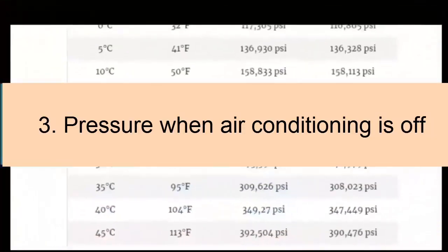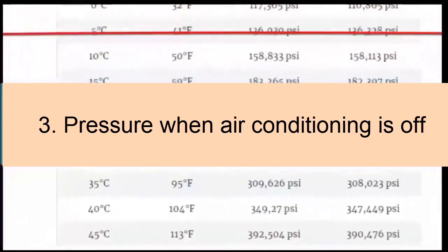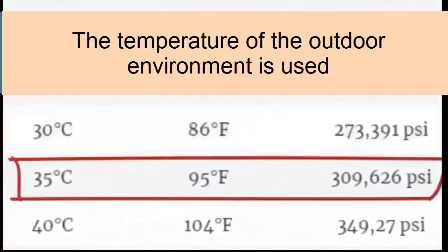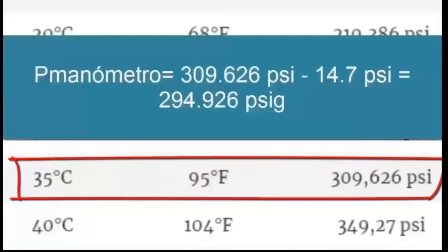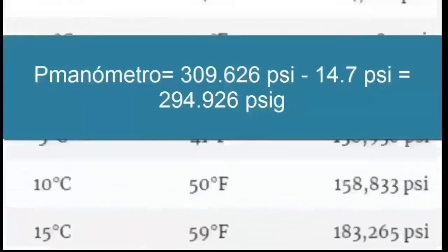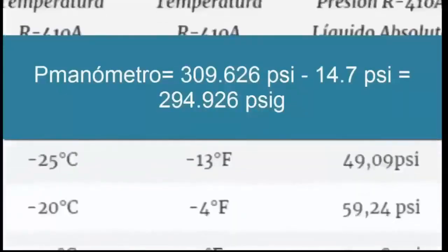3. Air conditioning pressure with the equipment off. For a room temperature of, again, 35 degrees Celsius, about 95 degrees Fahrenheit, here we have an absolute pressure of 309.626 psi. To know the pressure of the equipment while off, which the manometer would show, we subtract the atmospheric pressure from the table value. Thus, 309.626 psi minus 14.7 psi is obtained. This subtraction results in a gauge pressure value of 294.926 psi.